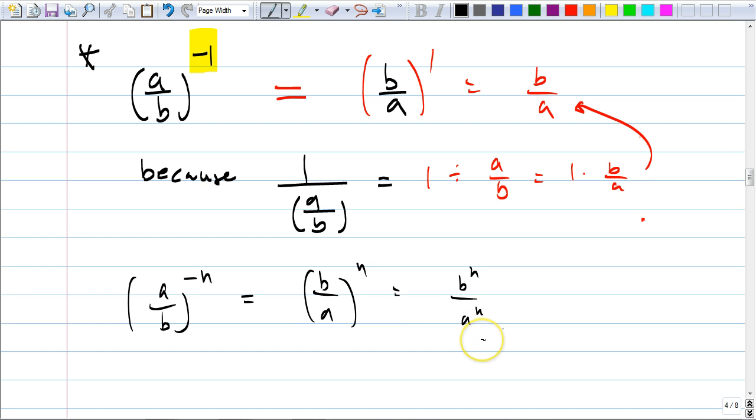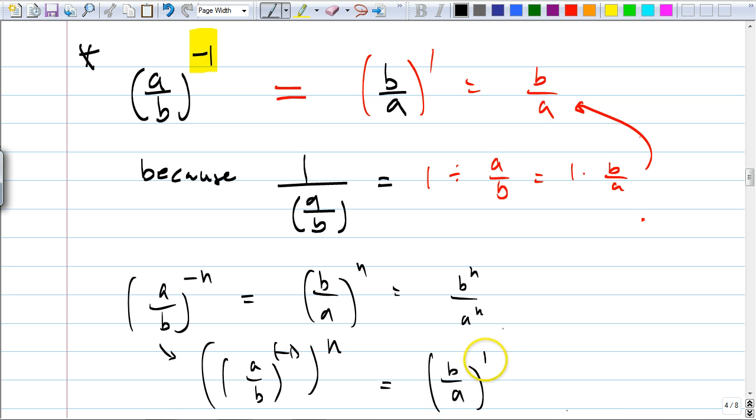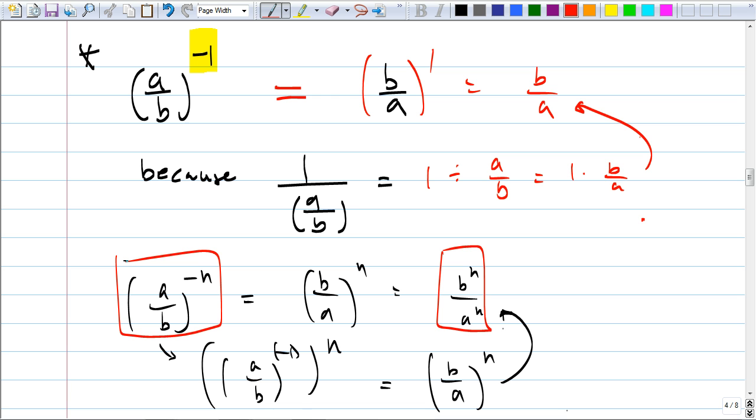Because you could actually think of this as this. Watch this. See if you can follow. A over B to the negative n power is the same as A over B to the negative 1 times n power. Isn't that right? Because what's negative 1 times n? Negative n. So we just said A over B to the negative 1 is B over A, and that becomes to the n power, and you get the same thing. So it's nice to know this shortcut, right? There's a reason why behind it.